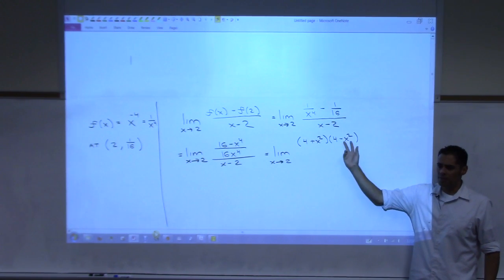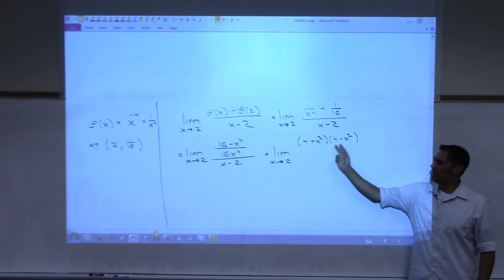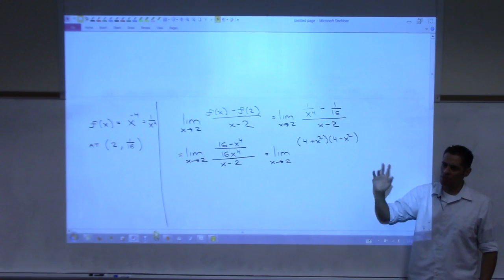X squared minus 4 is not the same as 4 minus x squared. It would be the same here, but if you flip those two or change signs, it's not the same.